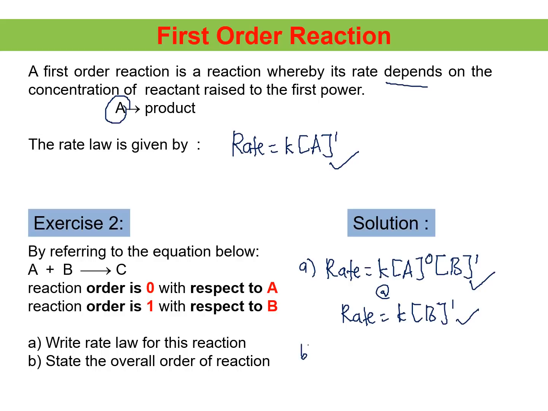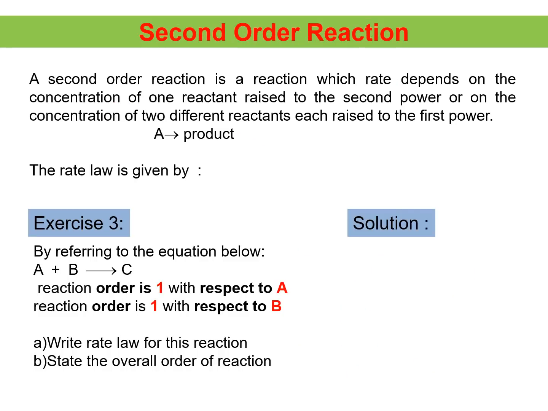Okay, for overall order, you just sum up the reaction order for A and B, which is 0 plus 1 will become 1. So the answer is first order. Second order reaction. Second order reaction is a reaction which depends on the concentration of one reactant raised to the second power, or two different reactants raised to the first power.